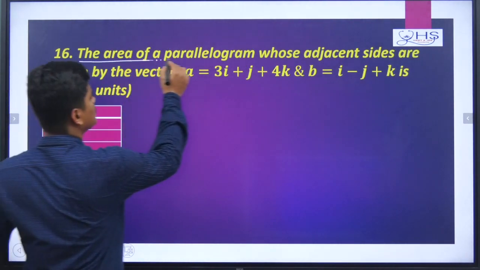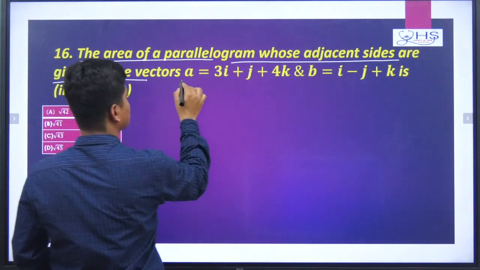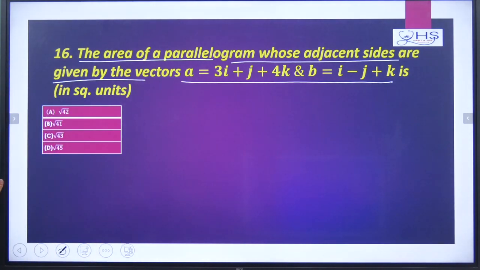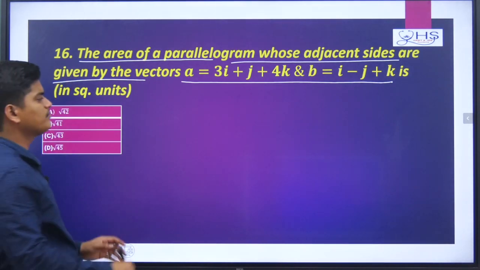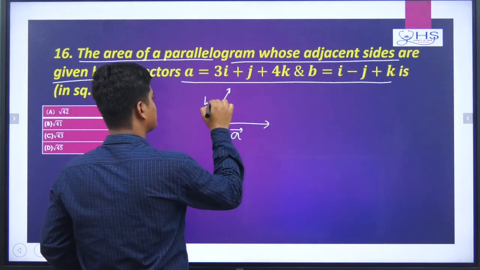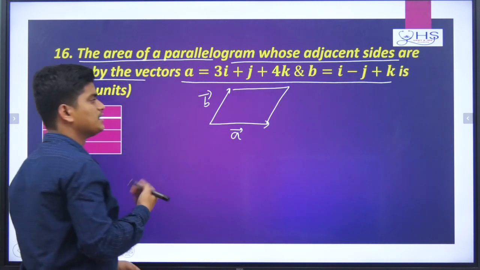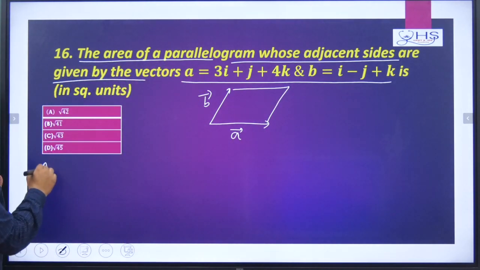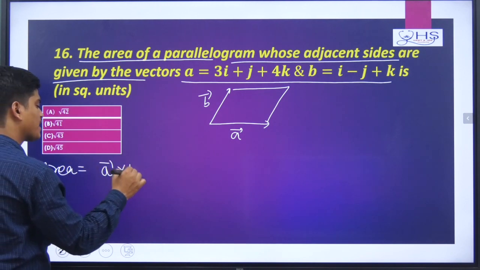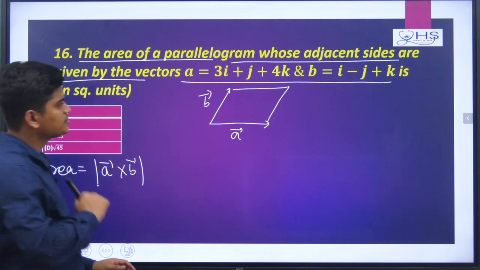The area of a parallelogram whose adjacent sides are given by the vectors this much is in square units, how much? Now here you see the parallelogram, so this is A vector and these two are adjacent sides and B vector is given, so this is your parallelogram. Then how to find the area? The area of a parallelogram is nothing but A cross B magnitude. Now you see what is A cross B here.